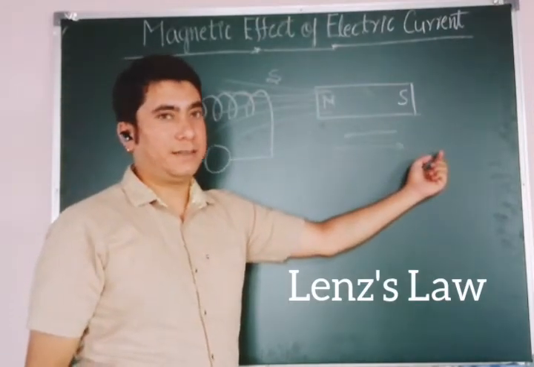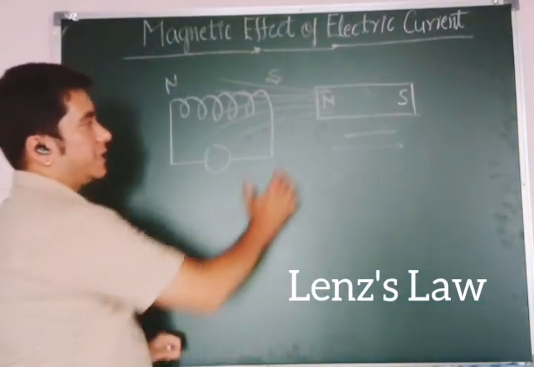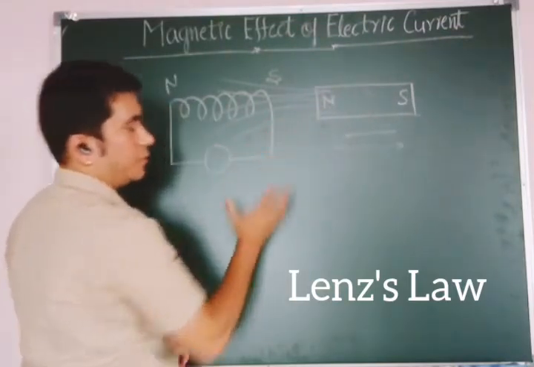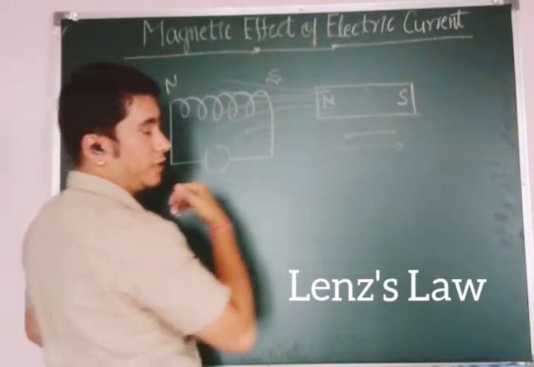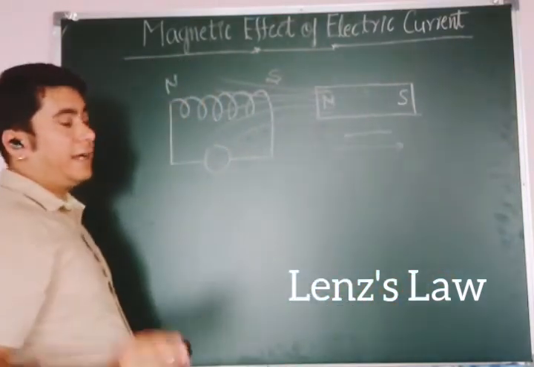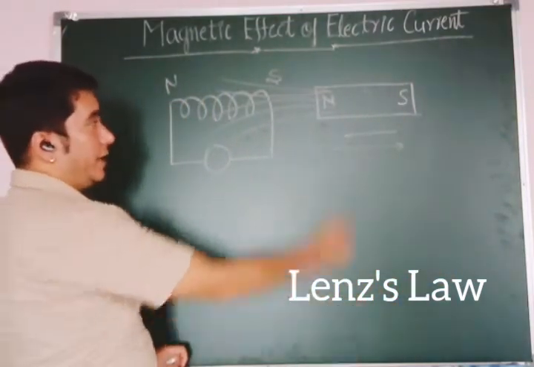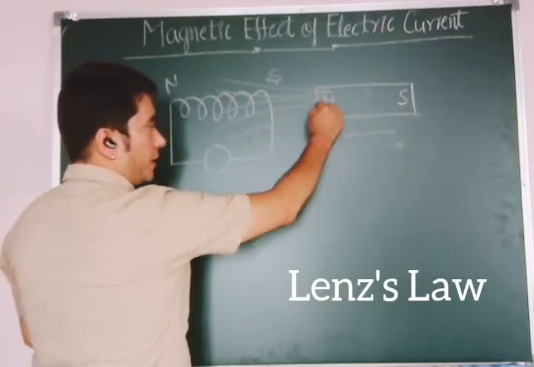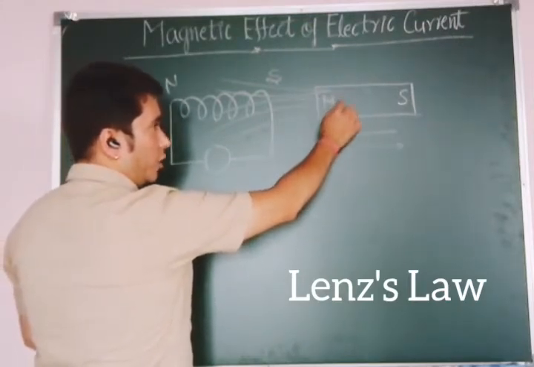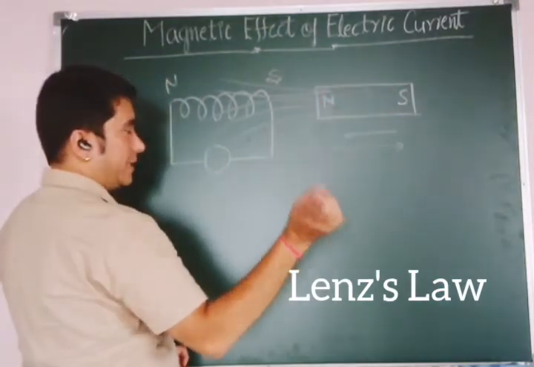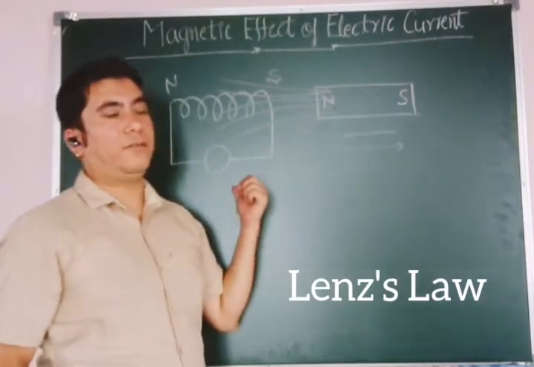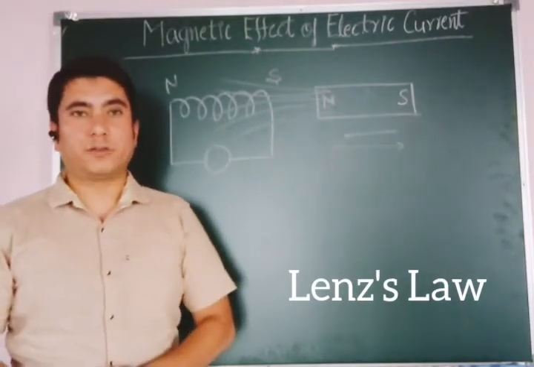So what do we see? This time the north and south poles are attracting each other when the magnet is going far away from the circuit. And secondly, when we saw it first, if this was a north pole and this was a north pole, they were repelled from each other. So, समझ में आया आपके?